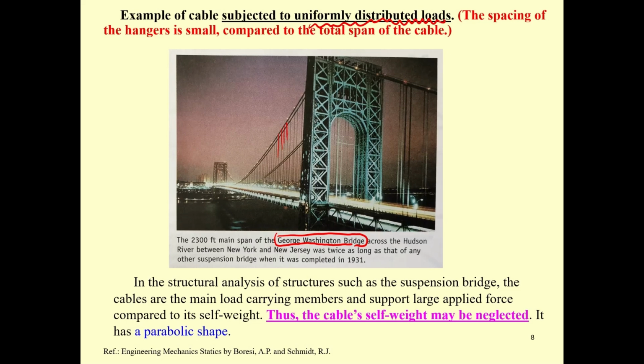Due to this kind of uniform load, the shape of the cable is going to be a parabolic shape, and then you get the cable equation. For this one, another assumption must be made: the weight of the cable is small compared to the loading the cable carries.